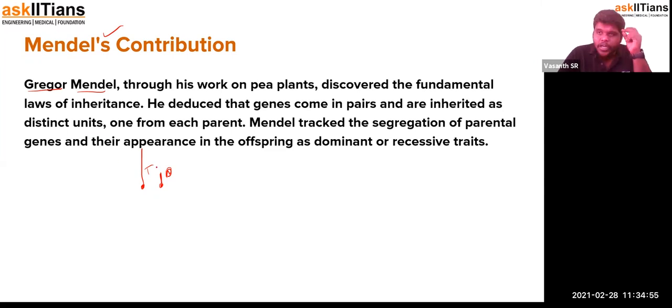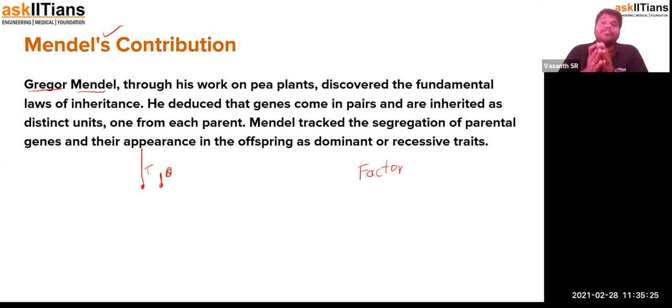So this literally sparked something in his head. That is when he started to work on what was actually causing this difference. He assumed that the thing actually causing the difference is a factor. He called it factor. There is some factor that is influencing the expression of a characteristic of an organism. So he called that factor.